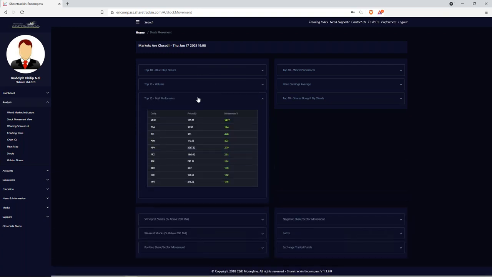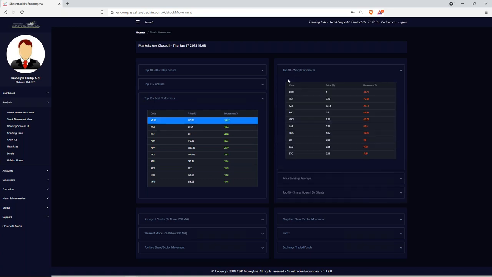Then the top 10 best performers will give you the top 10 best performers for the day, so percentage movement based. If you look at TGA, it's starting at 31 89 with a percentage movement of 13.4% for today.